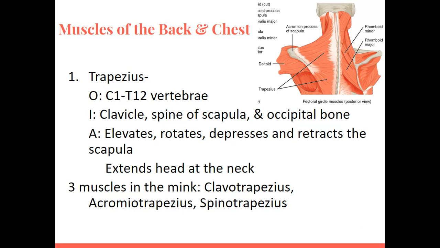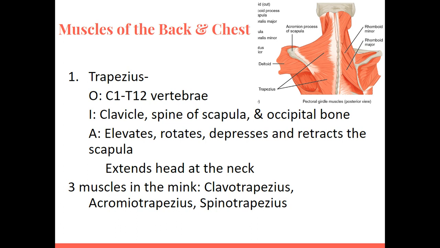So like when you shrug your shoulders, that's elevating your shoulders, you're using your trapezius. When you rotate your shoulders, like if you move your shoulder blade around, it's the trapezius. It also can depress the shoulder as well. So the inferior parts can do some depression, and it does some retracting. Retracting is kind of like when you pull your shoulder blades together backwards towards your spine.